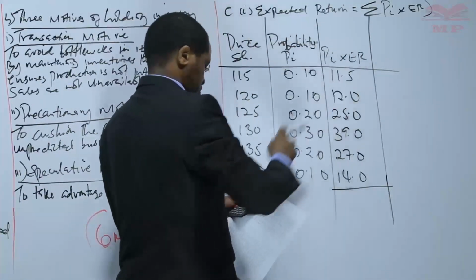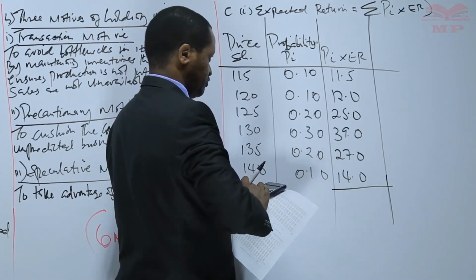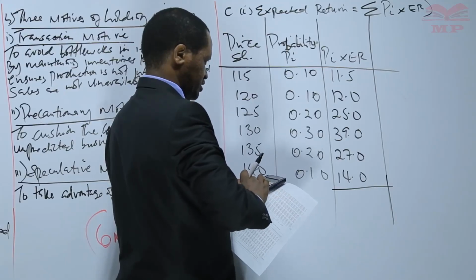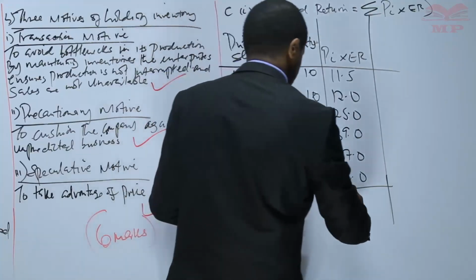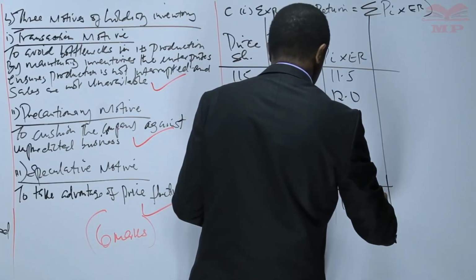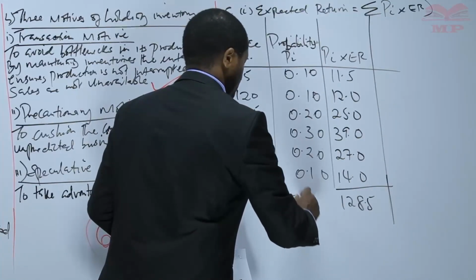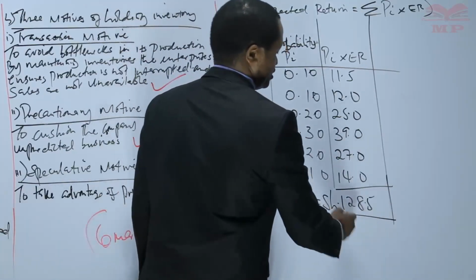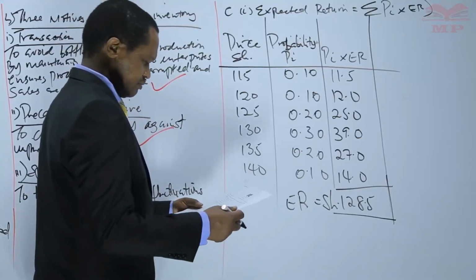So we will get the summation, and that will be the expected return. So we'll sum 11.5 plus 12 plus 25 plus 39 plus 27 plus 14 is equal to 128.5. So the expected return is equal to 128.5 shillings.